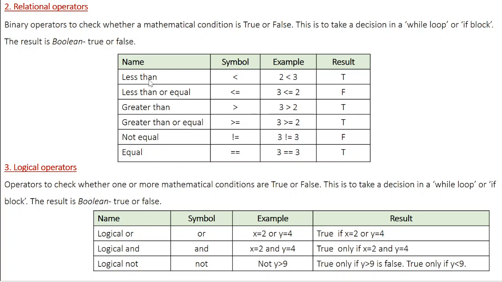So let's see one of the examples. Less than, like you check x less than y. So when you write x less than y, you are actually asking the question if x is less than y. Or when I write 2 less than 3, I'm actually asking the question if 2 is less than 3. And the result is true, right? In this case, this is true. So based on that, you can execute a certain set of instructions.